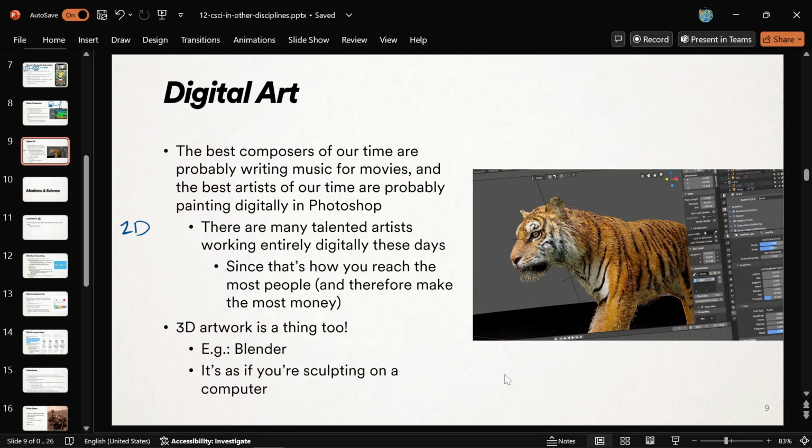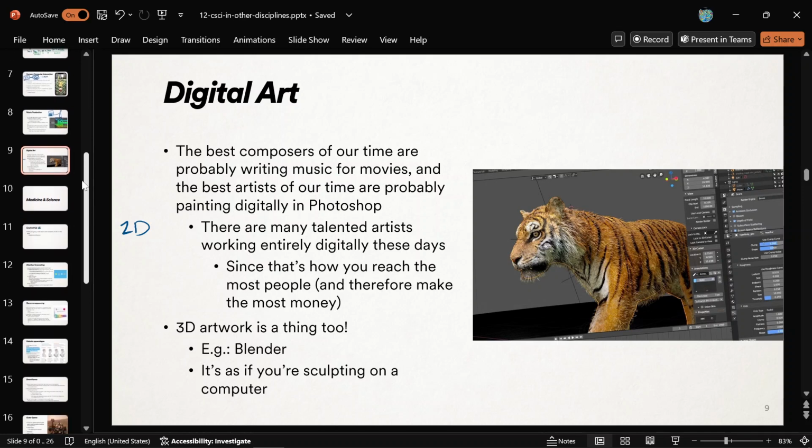It's a free program. You can learn it, and you can sculpt virtually on a computer with a little virtual tablet pen. You press harder and it digs into the virtual clay. People are doing that these days. That's really, really cool, and that's something you could specialize in. If you know a little bit about that, you could go that route. And it's good to find a niche, I would say.